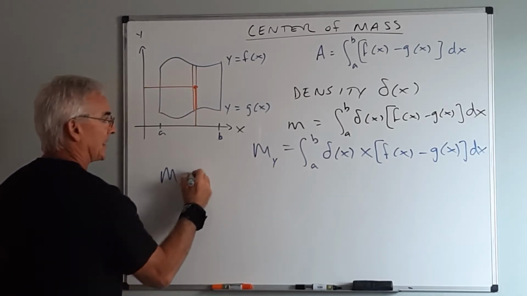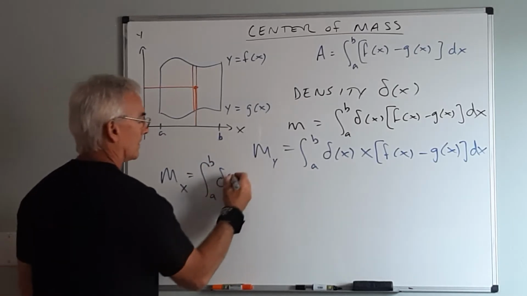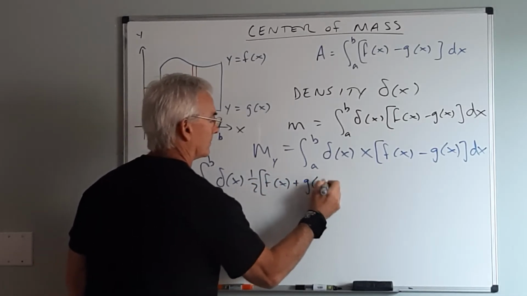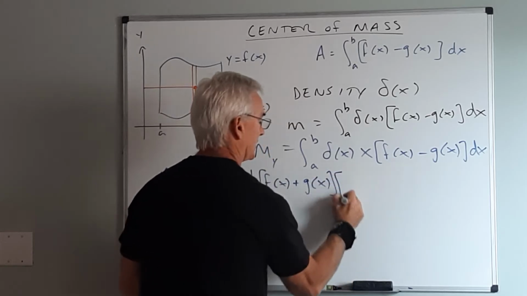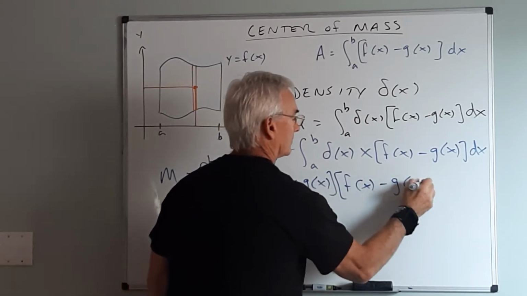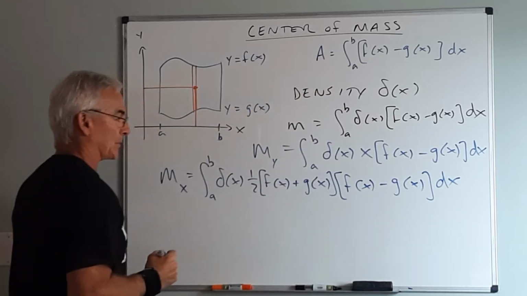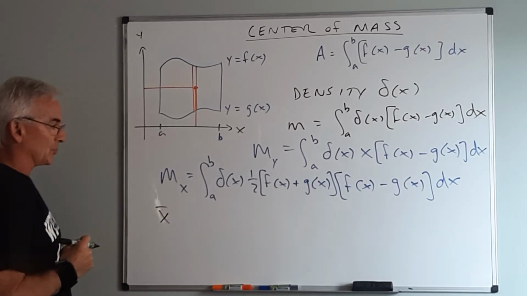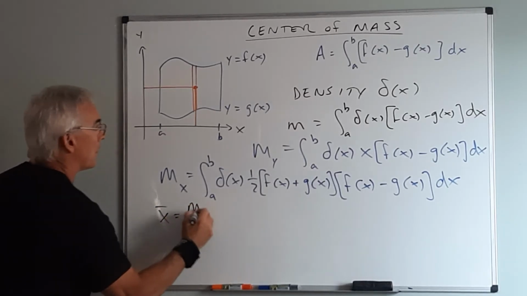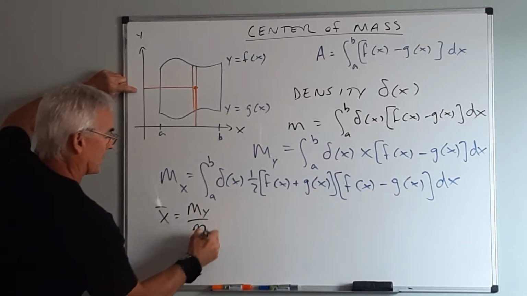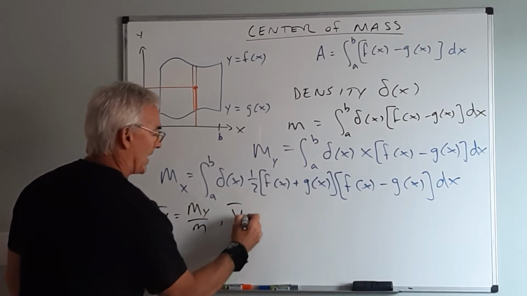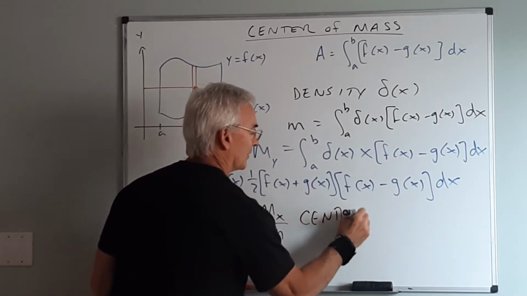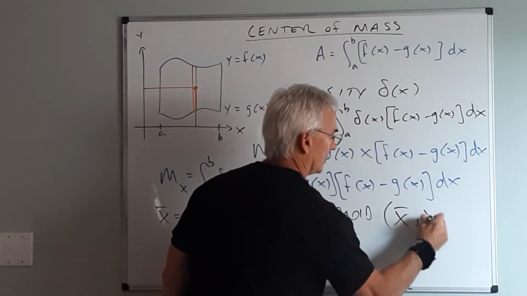So we said the moment to the x-axis then was the average, which would be half the sum, then multiplied by the area parameter. Now when we were finished, we knew that the coordinate of the centroid for x was going to be the moment to the y-axis over the mass. The y-coordinate would be the moment to the x-axis over the mass, and our centroid, or center of mass, is simply x bar, y bar.